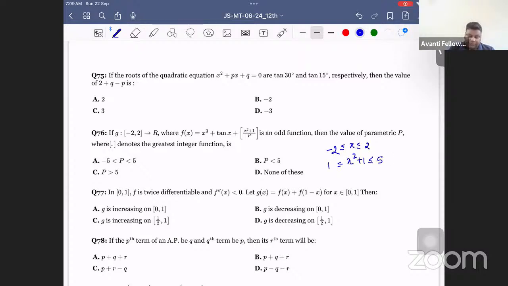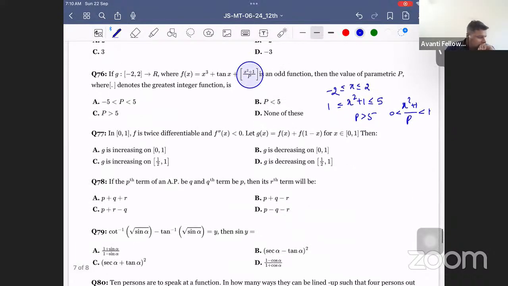That means if p is greater than 5, because this is the only problem which is not letting this function be odd. So I have to make it 0. So that means if this p is more than 5, this x square plus 1 upon p will go less than 1 and more than 0. And if it is so, its greatest integer will become 0. Got it? So that is why p has to be more than 5.